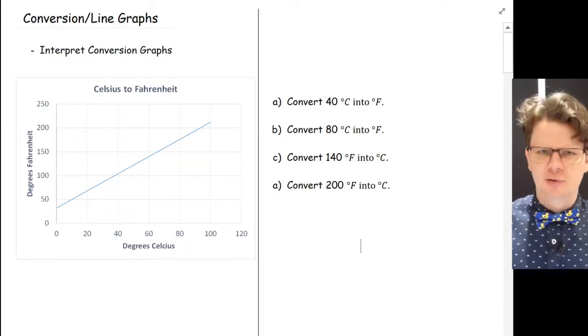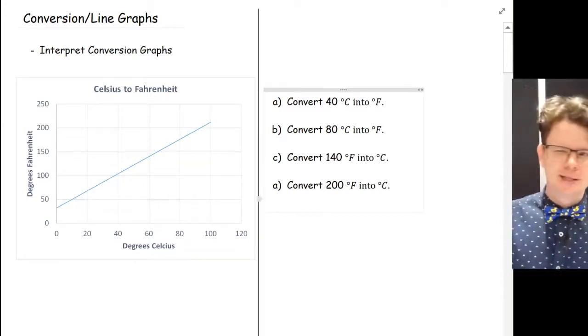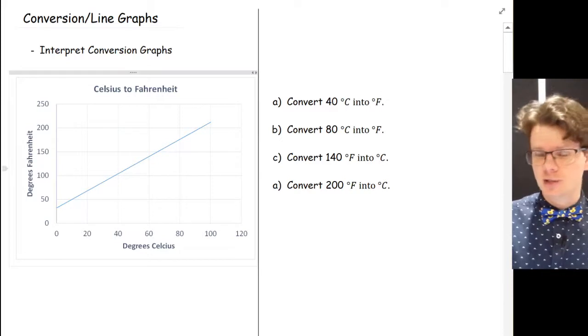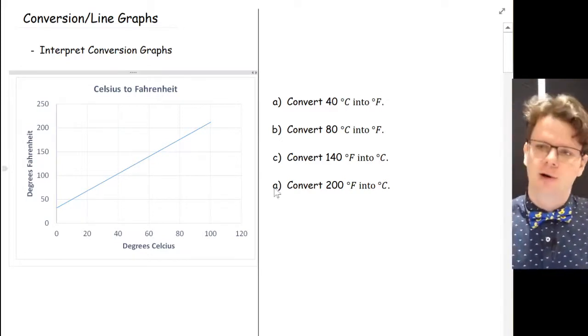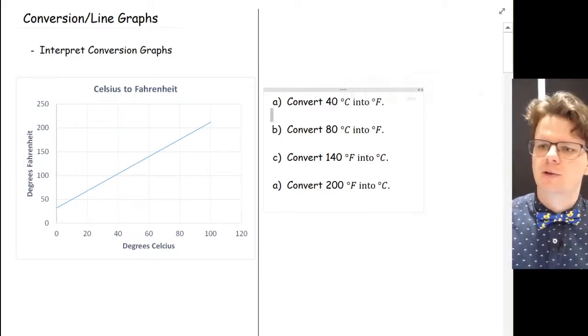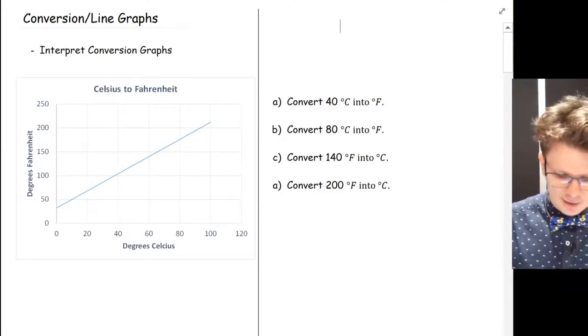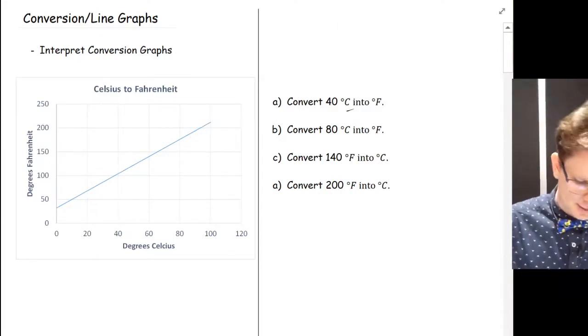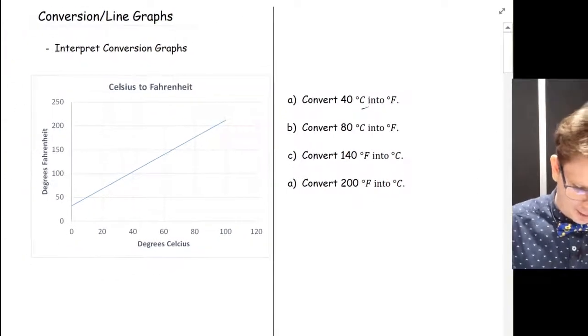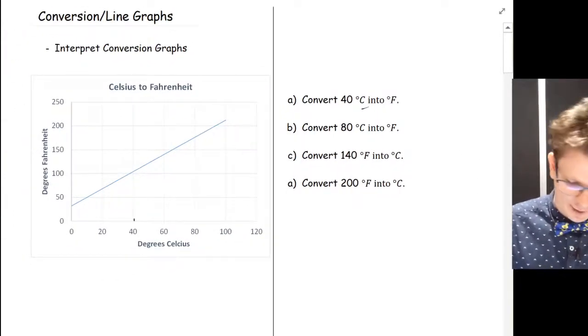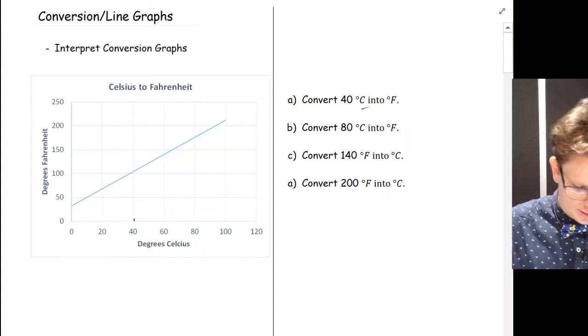Now this actually has a rule to convert it, but it's a little bit of a complicated rule. And actually it'll be easier if we can learn how to read it off the graph. So let's have a look. Convert 40 degrees Celsius into Fahrenheit. Alrighty, so that's Celsius for C. So we're looking down here. Let's find where we've got it. Right there. And I want it to go into Fahrenheit.